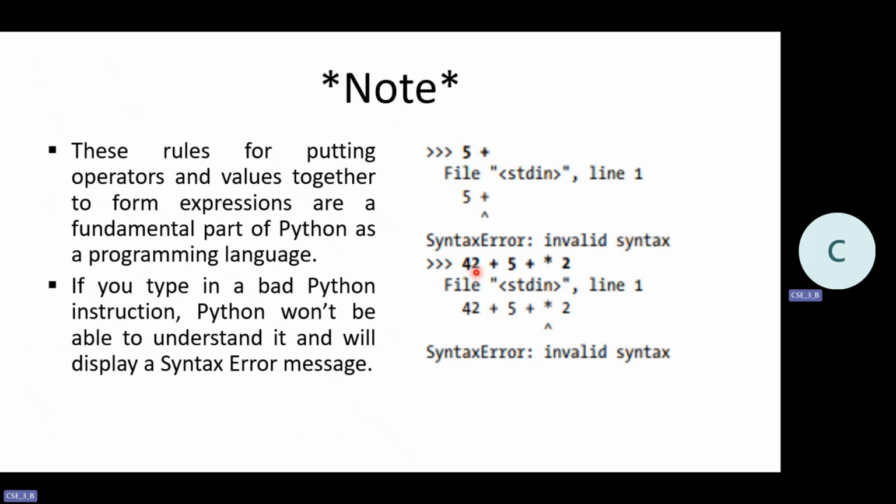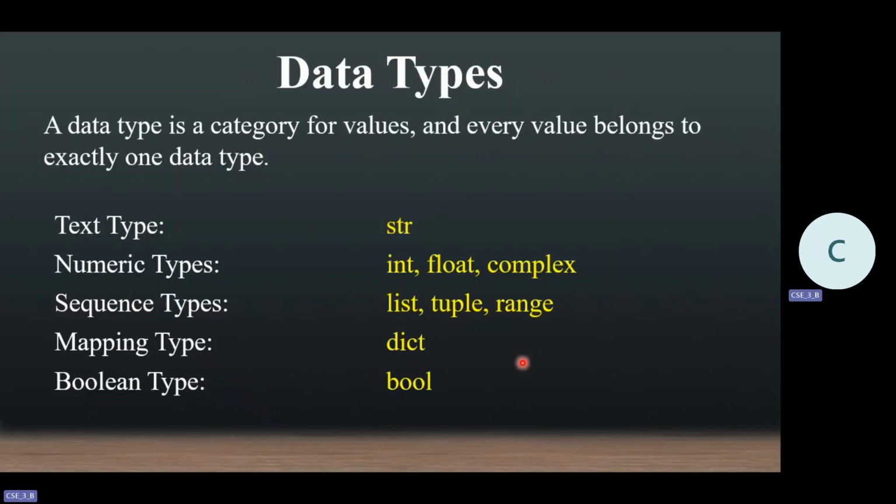Similarly, we can observe another example here, that is 42 plus 5, then plus, and then the multiplication operator into 2. Since these are binary operators, there is a dilemma for the Python interpreter about which particular operation has to be executed, whether it is the addition operation or the multiplication operation. So there is a dilemma here, and we can observe there is a syntax error, that is the invalid syntax.